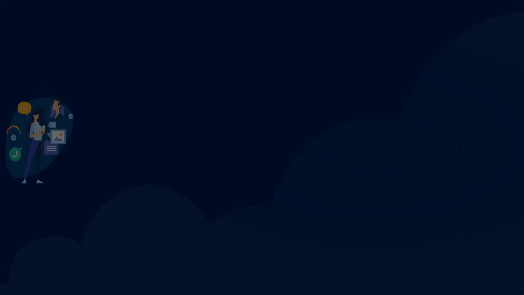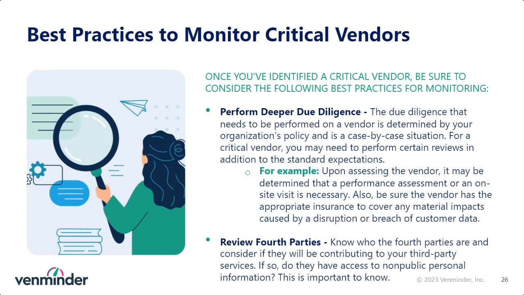So when it comes to monitoring these critical vendors, this is really important because we do want to know what's going on with them at all times. And one of the things that we should always be doing is that really deep due diligence. Of course, the due diligence that needs to be performed is always risk-based, right, and is based on your organization's policy. But for a critical vendor, you might need to do additional actions.